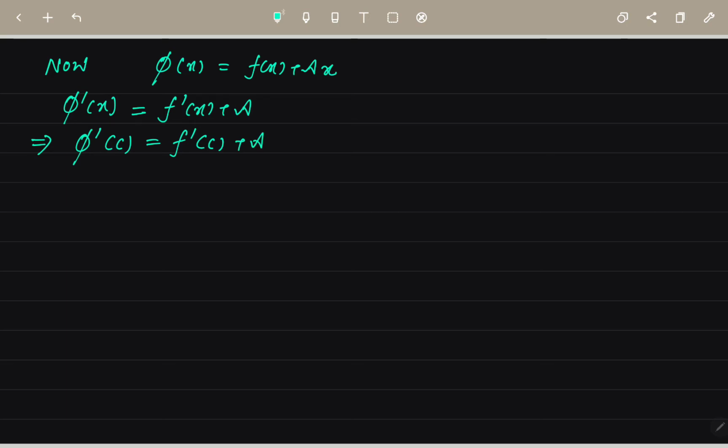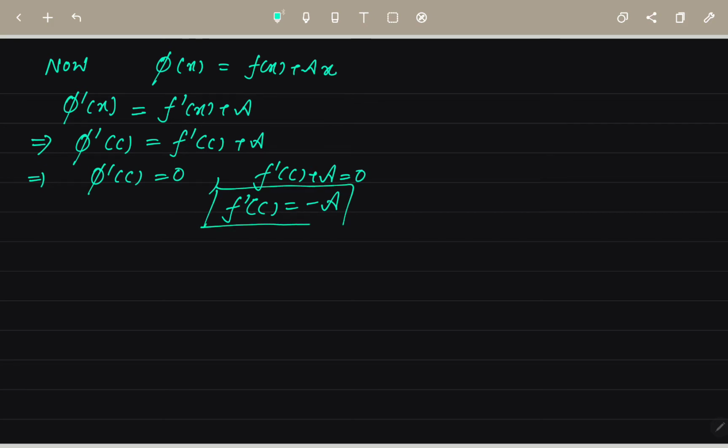Now this phi dash c is equal to 0. So phi dash c is equal to 0, or f dash c plus a is equal to 0. So from here f dash c is equal to minus a. This is the second term whose value I have found, so name it as equation number 4.